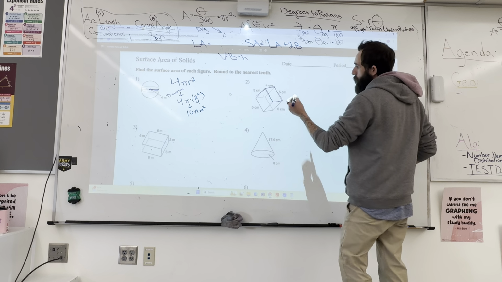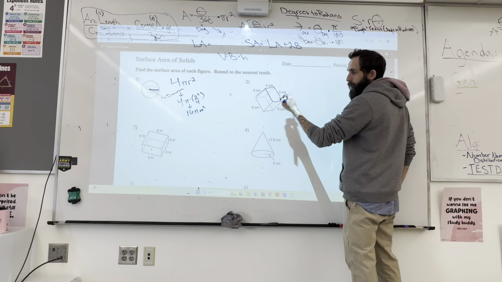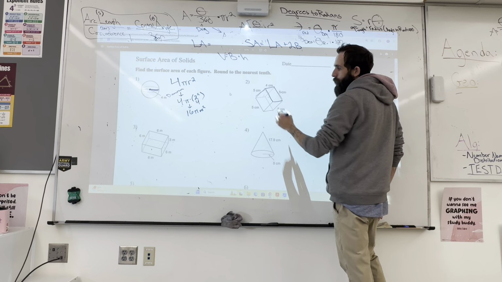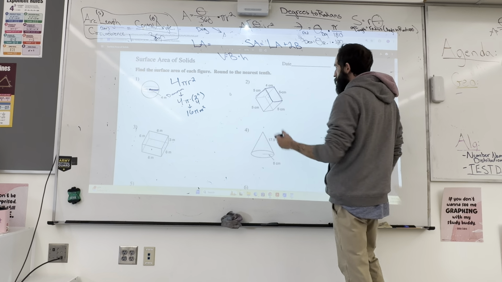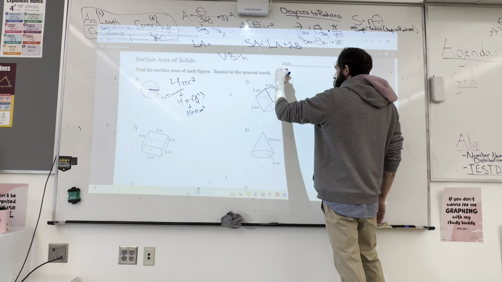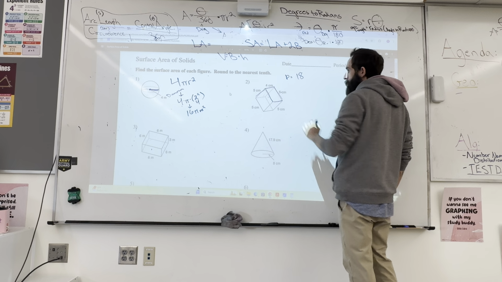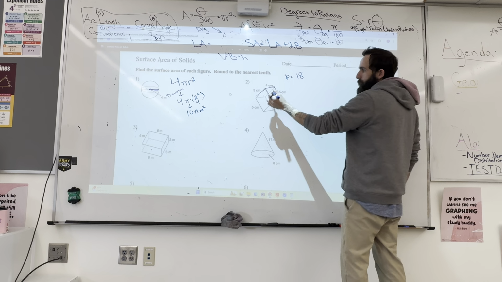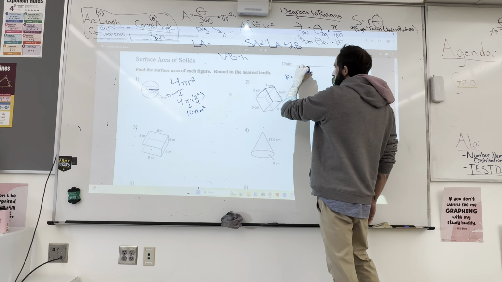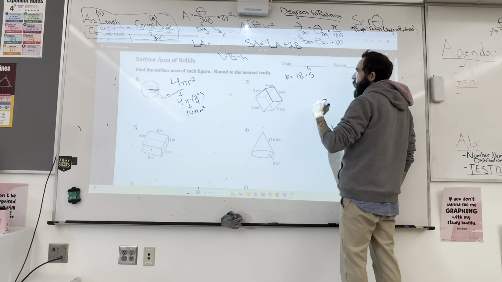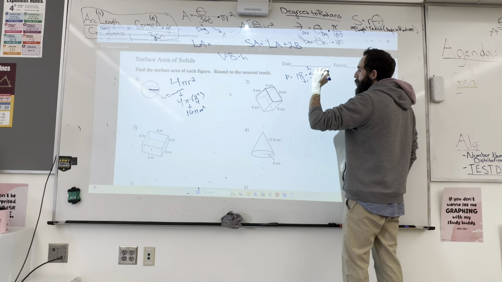All right, so our perimeter is 2 sides that are 4, that gives me 8, and 2 sides that are 5, that gives me 10. So my total perimeter of this base is 18. If I take my perimeter, 18, and multiply it by the height of 5, I'm going to have 90.